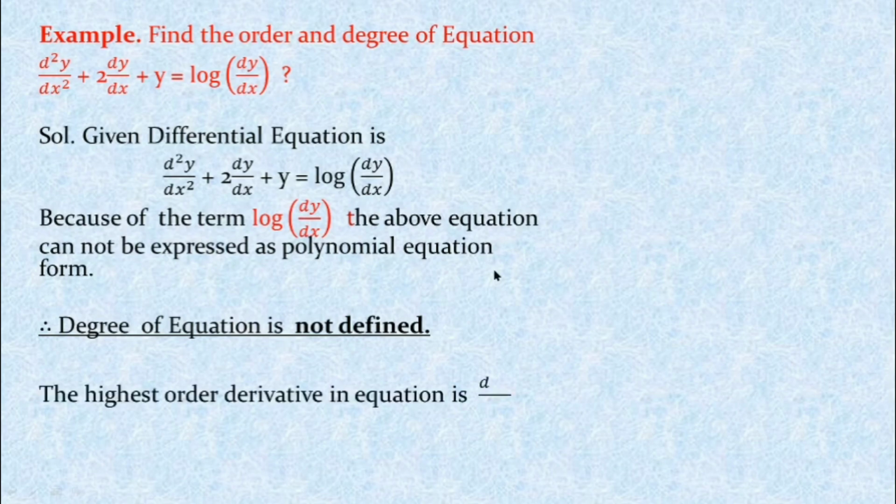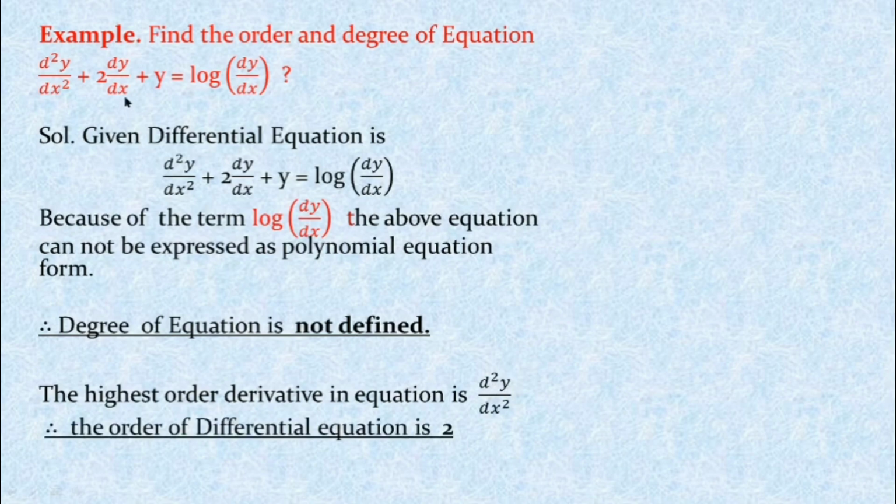What is the definition of the order? The order of the highest order derivative. Which is the highest order derivative? This is the highest order. So d²y/dx², the order of this derivative is 2. So the order of the equation is also 2. That means for this equation the degree is not defined, but the order is equal to 2.